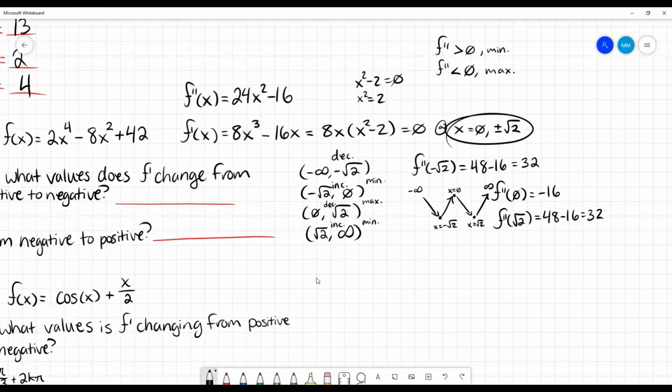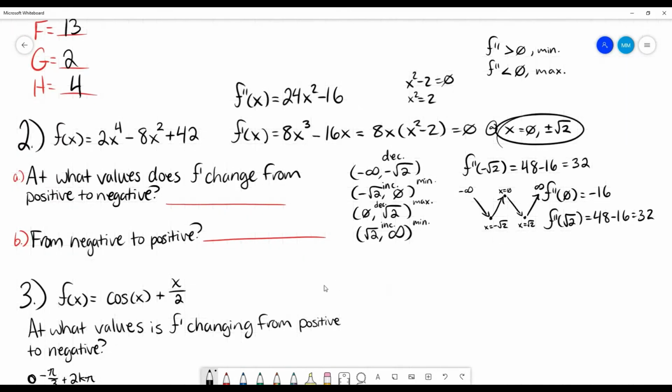Yeah. So now I see that it's going from negative to positive, right? From decreasing to increasing at this point right here. So when x equals negative square root of 2, it's going from decreasing to increasing. And the same thing with our regular square root of 2. It's going from decreasing to increasing at this minimum. And it's going from increasing to decreasing, so from positive to negative, at x equals 0.